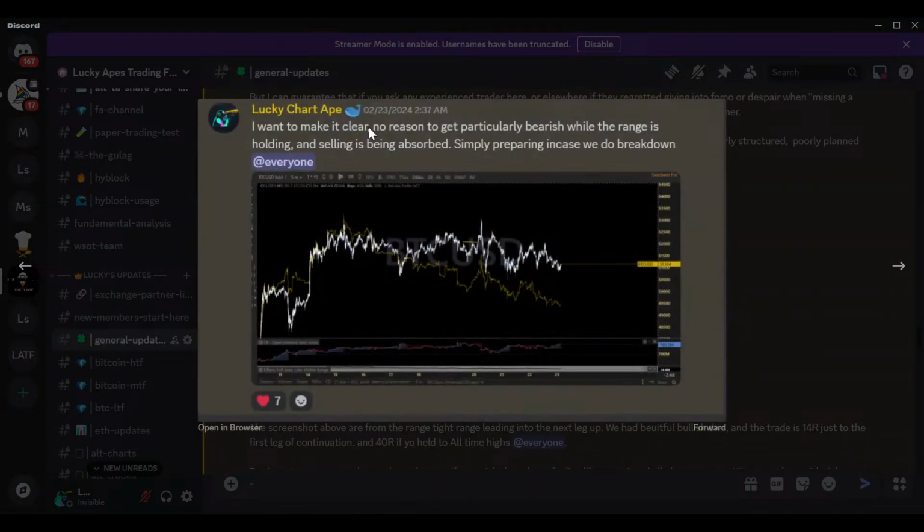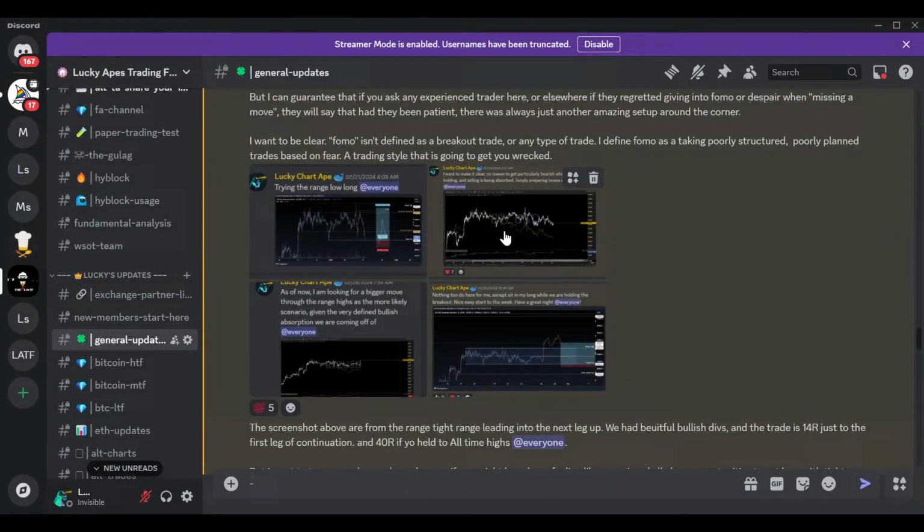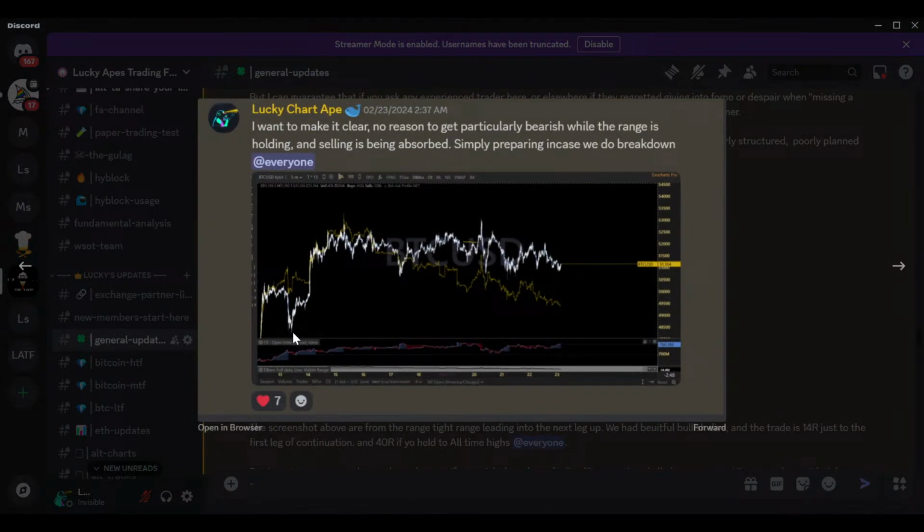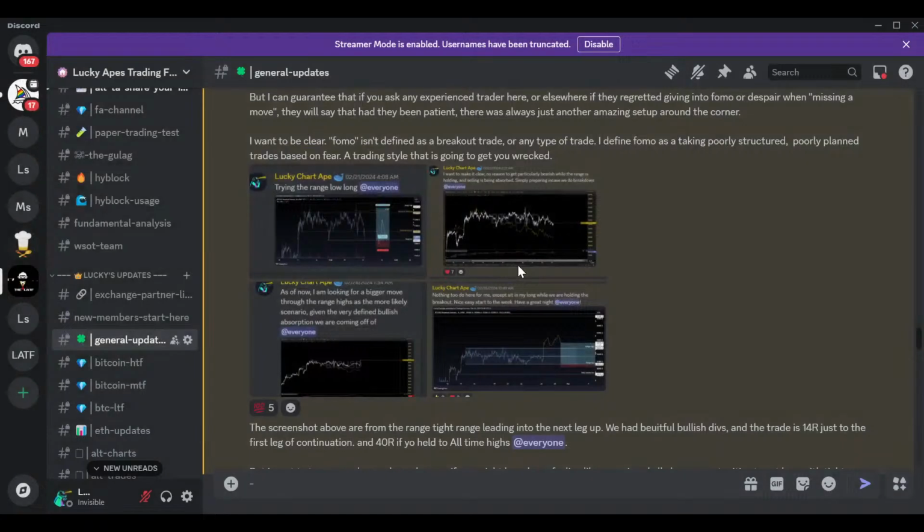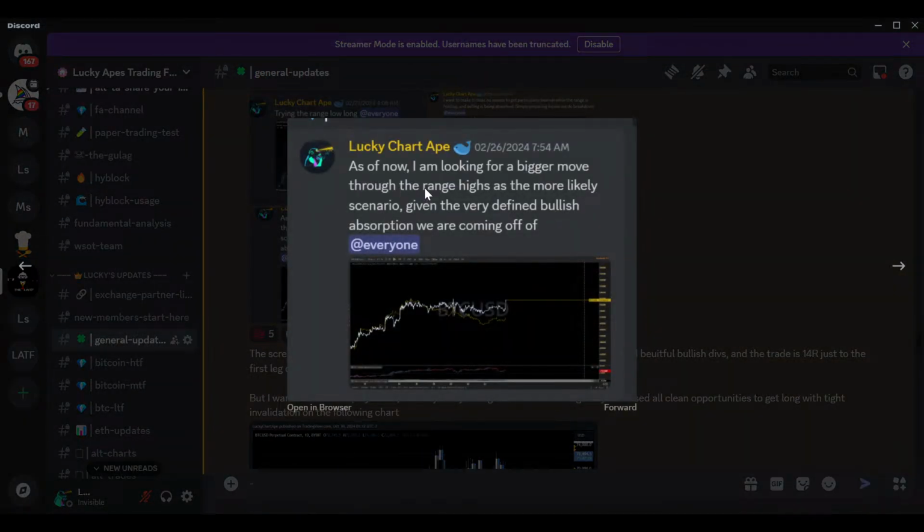And then my next update was, I want to make it clear, no reason to get particularly bearish while this range is holding and selling is being absorbed, simply preparing in case we break down. Because I'd shared a setup: if we break down, I get stopped out of my longs, I'll look down here, but until then, I'm just sitting long. And I'm going to show where this is on the chart. As of now, I'm looking for a bigger move through the range highs. This was my update on the 26th.